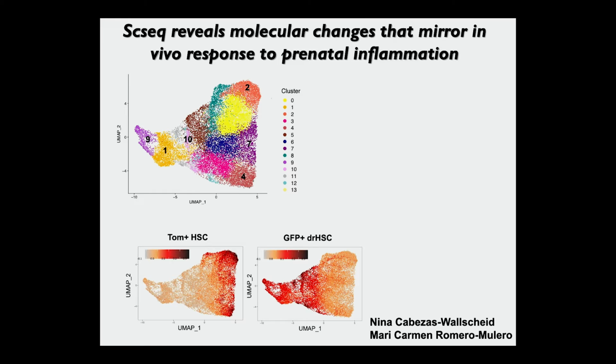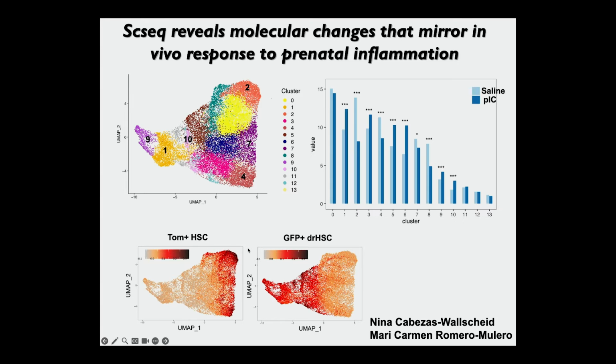We next move to single-cell sequencing to further dissect this response at the molecular level. This is in collaboration with Nina Cabezas' lab. I'm not going to belabor these data. We have a lot of these data published in the paper. But one of the things we wanted to do with these data was obviously to identify these two populations. We overlaid bulk-seq signatures, and you can see here that our tomato positive HSC and our GFP positive DRHSC really bifurcate. This is all fetal liver LSK at E15.5 following saline or poly-IC. The populations that overlay with our tomato positive HSC are decreased, and the populations that overlay with our GFP positive DRHSC are increased. So this is a nice replication of what we see in vivo.